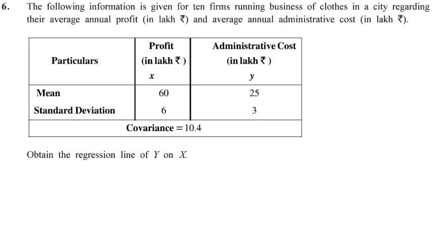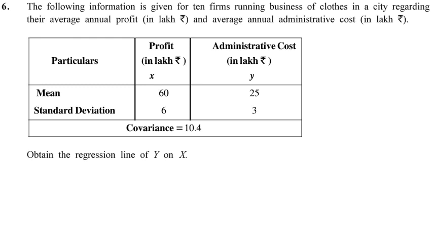We will move forward with question number 6. Now this is a small question. You directly have the values here. The information is about average annual profit and the average annual administrative cost. So here cost is the dependent variable and profit is the independent variable. That means if you get more profit, you can get more cost, you can spend more.